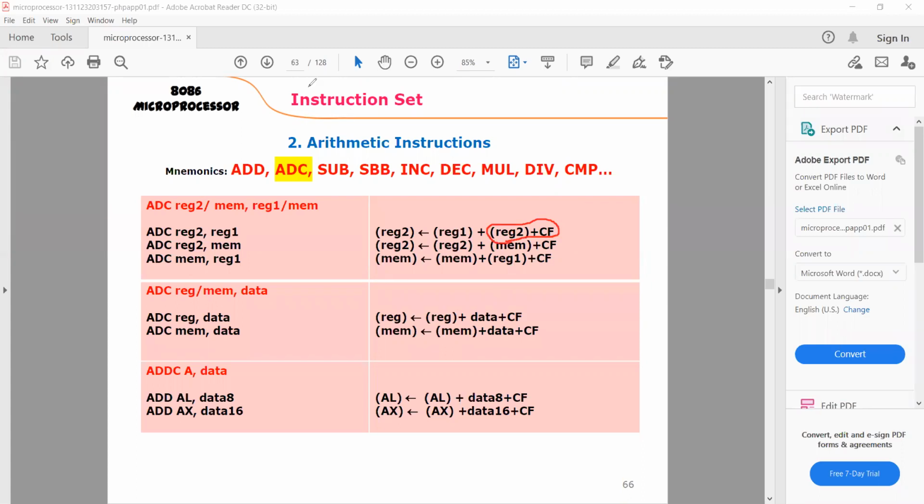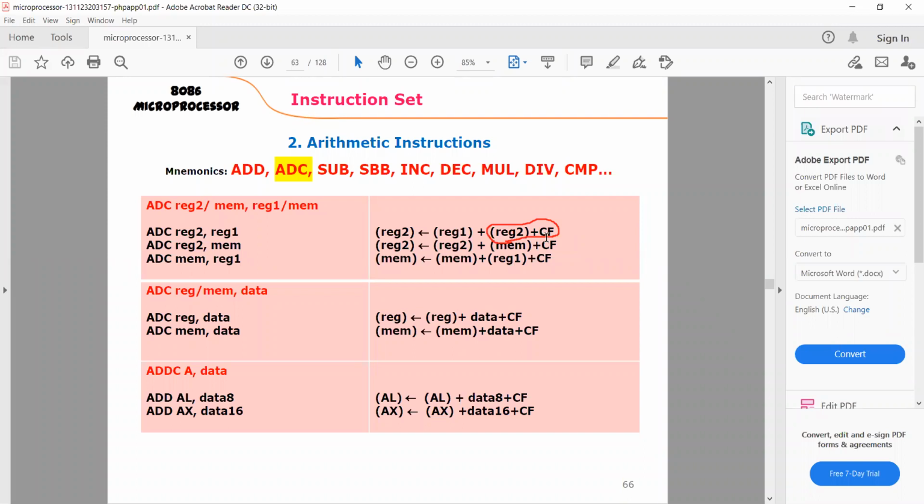But here in the previous slide, if you see, here we don't find any carry flag. Okay, this is add. This is a printing mistake here. This is not ADC. This is add. So when you are using the add instruction, in the operations you don't see any carry flag. But when you are using ADC, here you can see the carry flag. That is the difference between add and ADC. That was what I am trying to explain to you. Hope the thing is clear.